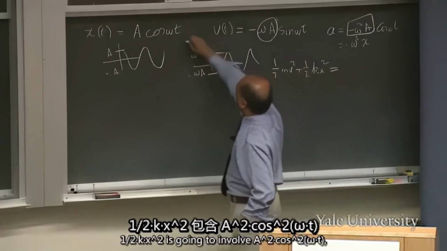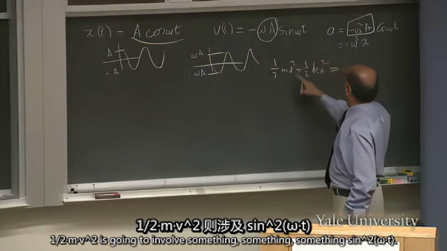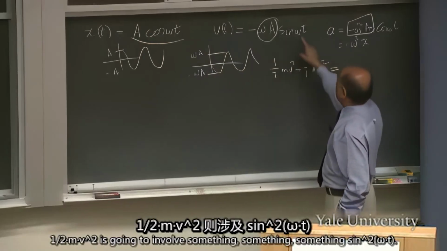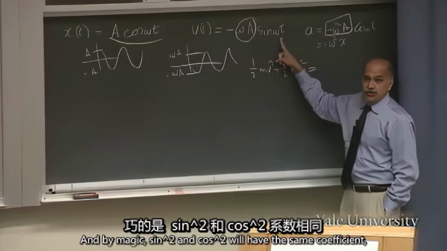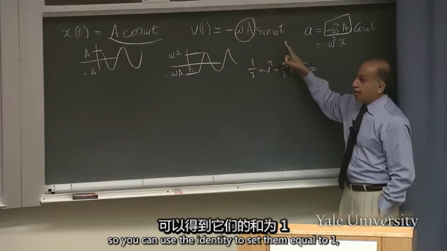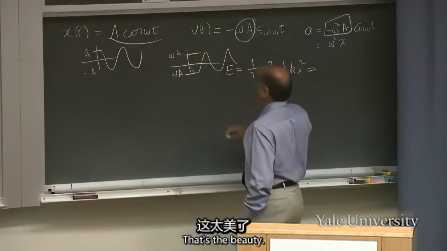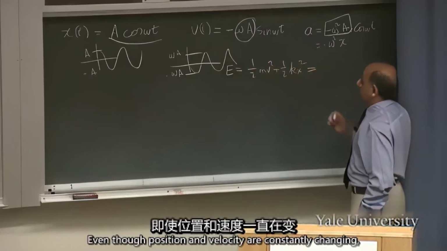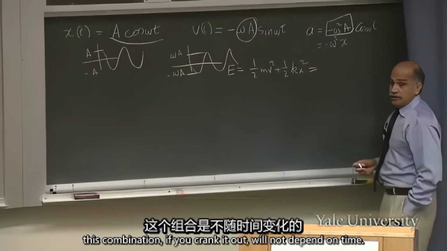1/2 kx squared is going to involve a squared cosine squared omega t. 1/2 mv squared is going to involve something sine squared omega t. And by magic, the sine squared and cosine squared will have the same coefficient. So you can use the identity to set them equal to 1 and get an answer that does not depend on time. That's the beauty. Even though position and velocity are constantly changing, this combination, if you crank it out, will not depend on time.